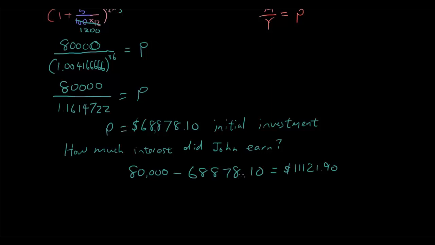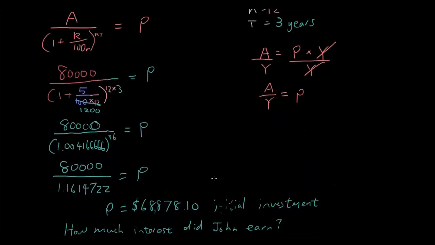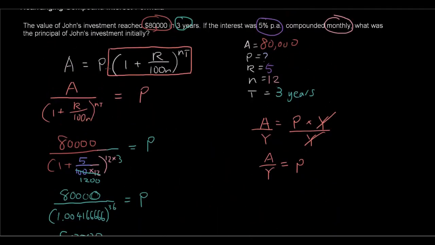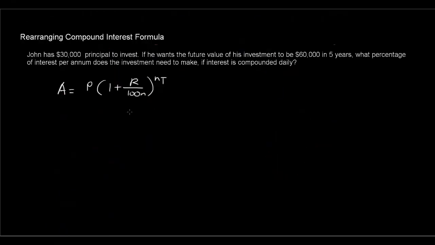Okay, so now that you have learned how to rearrange the compound interest formula to make P the subject, we're going to talk about how to make R the subject. Okay, let's have a look at this question. John has $30,000 principal to invest. If he wants the future value of his investment to be $60,000 in 5 years, what percentage of interest per annum does the investment need to make if interest is compounded daily?